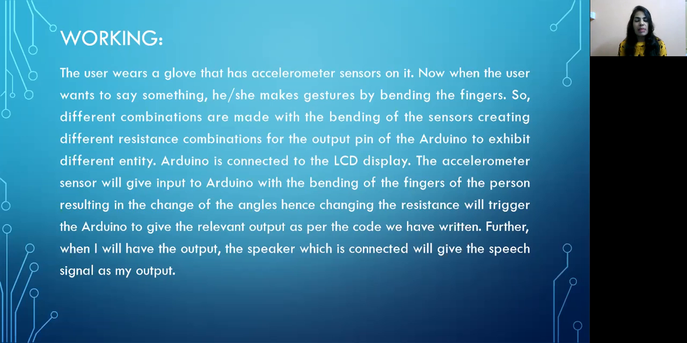Each of these bendings creates a resistance combination inside the sensors. These different resistance combinations output different gestures. This sensor data is passed on to the Arduino for further processing.